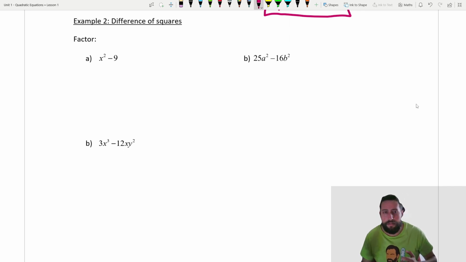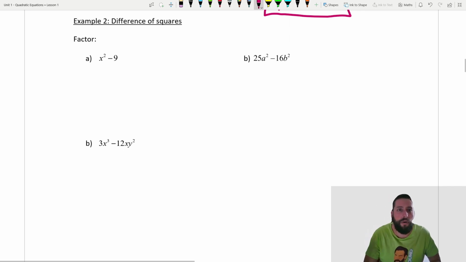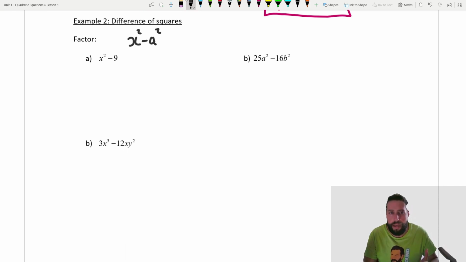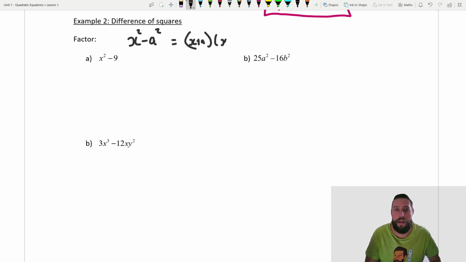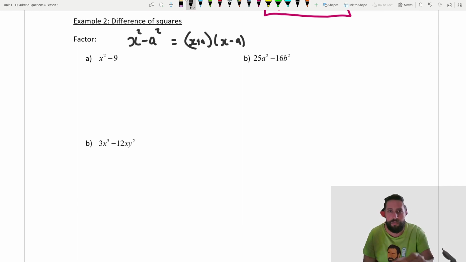Okay, so again, difference of squares, if you can't quite remember, so how it should look is x squared minus a squared. Okay, so they're both squared. So this is going to be equal to x plus a, x minus a. Now, you can write them in any order you want, x minus a, x plus a, it doesn't matter. If it's a difference of squares, it'll be good like that.